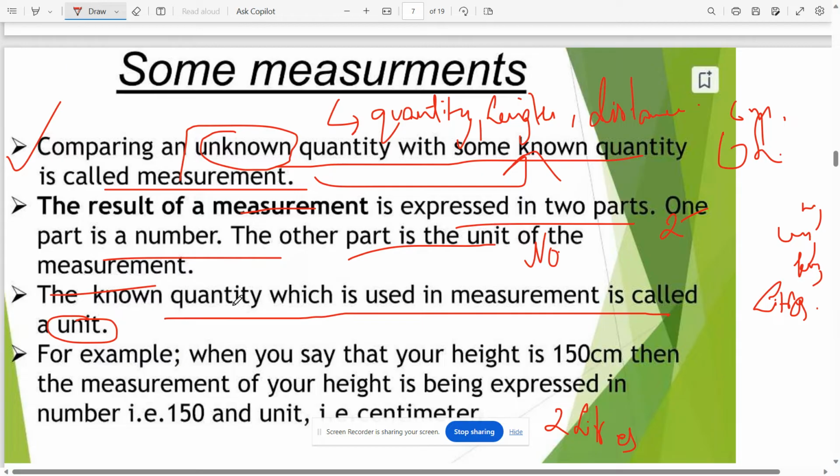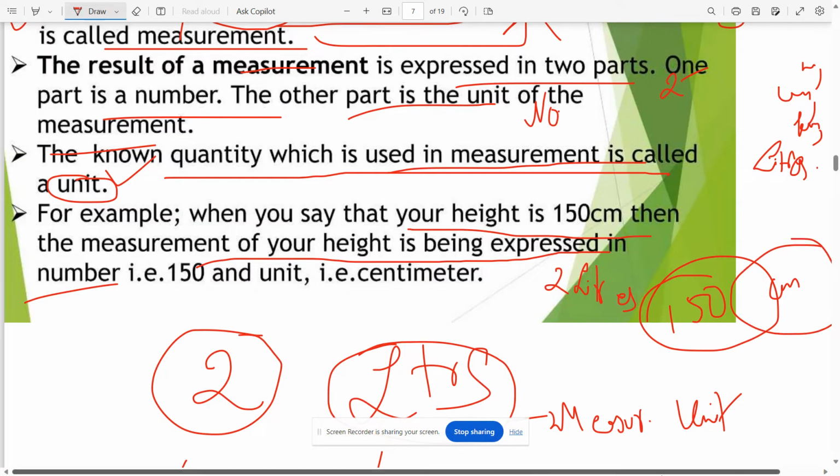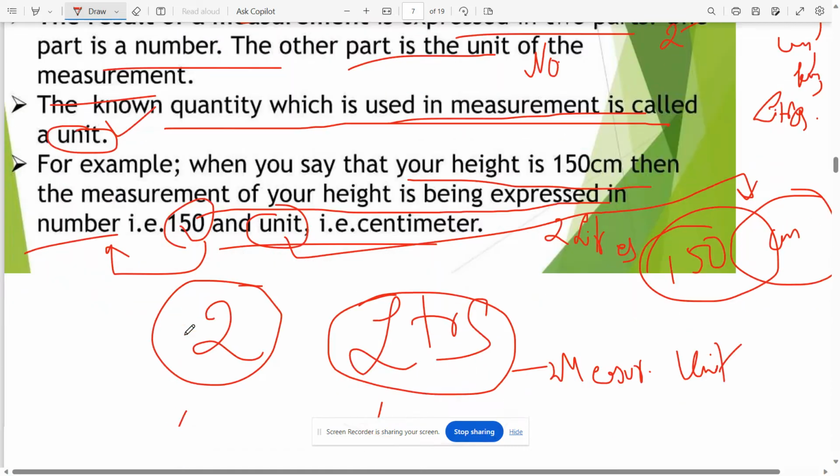The quantity that we know, we call it a unit, which is used in measurement. For example, when you say that your height is 150 centimeters, the measurement is being expressed in a number and a unit. 150 is the first part, which is the number, and the second part is centimeters, which is the unit.